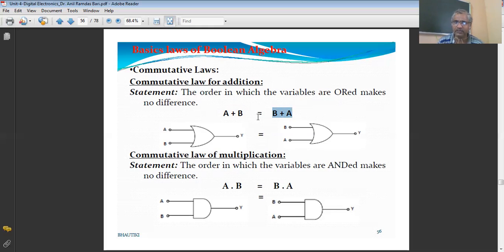Now this law is applicable in the decimal number system also. In the decimal number system, if you take any two variables, a plus b will be equivalent to b plus a. Suppose the first variable is 4 and the second variable is 5. Whether you write 4 plus 5 or 5 plus 4, it is one and the same thing. Both will make the sum as 9. So it makes no difference. This is the commutative law of addition.